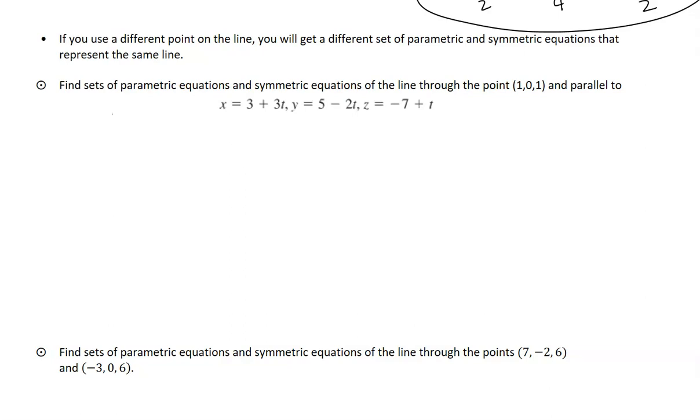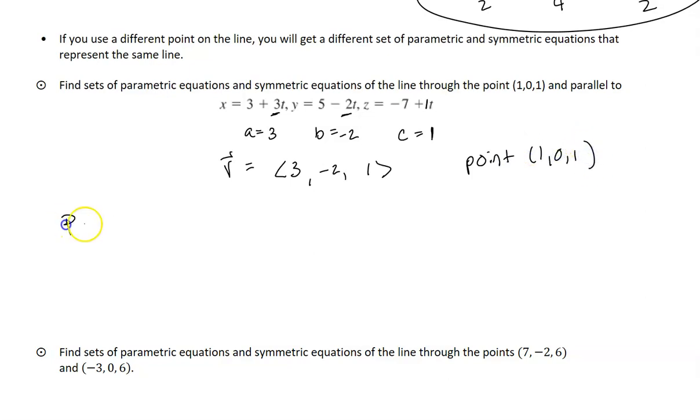So this is, remember, x equals x1 plus at, so a equals 3, b equals negative 2, and c equals the 1 that's understood to be here. So your direction vector v is <3, -2, 1>, and your point is (1, 0, 1). So our parametric equations for our line would be x equals 1 plus 3t, y equals 0 minus 2t, and z equals 1 plus t.